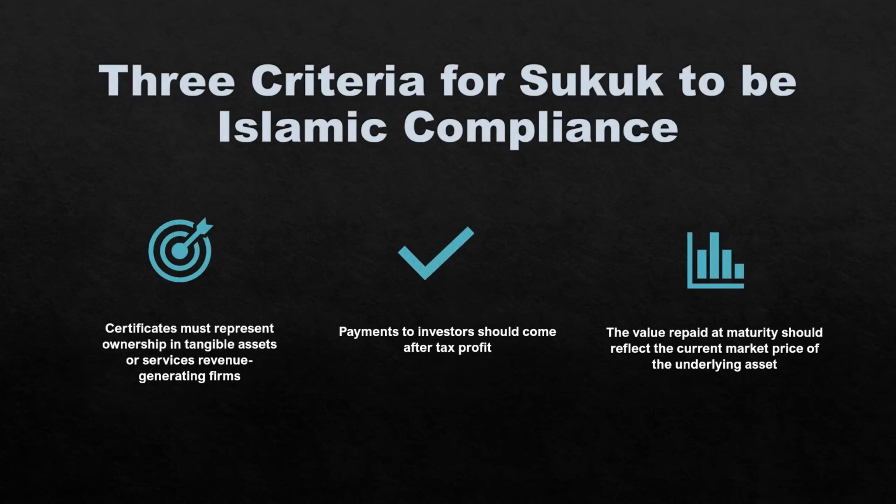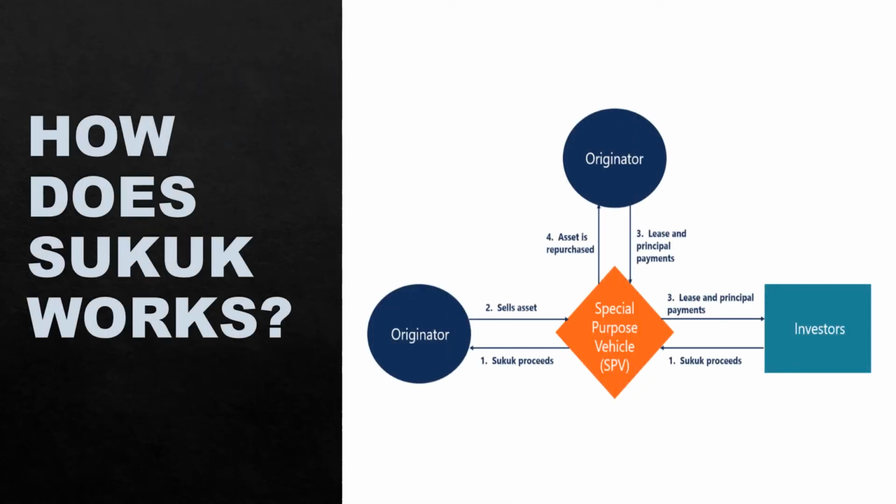So here are the three criteria for Sukuk to be Islamic compliant. Firstly, certificates must represent ownership in tangible assets or service revenue generating firms. Second, payments to investors should come from after-tax profit. Third, the value repaid at maturity should reflect the current market price of the underlying asset. So, how does the Sukuk work to receive the capital? It is explained by the diagram.